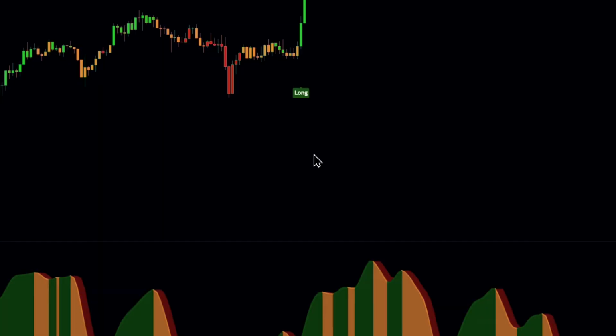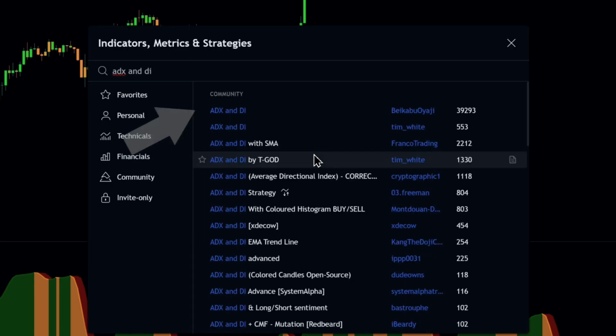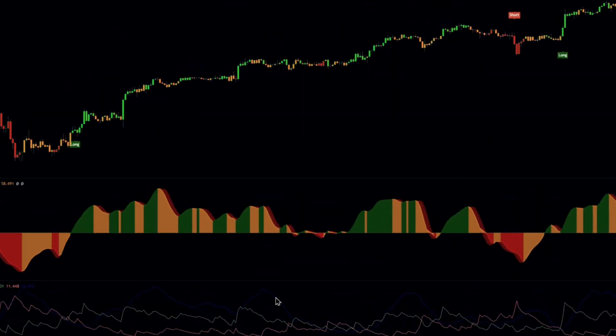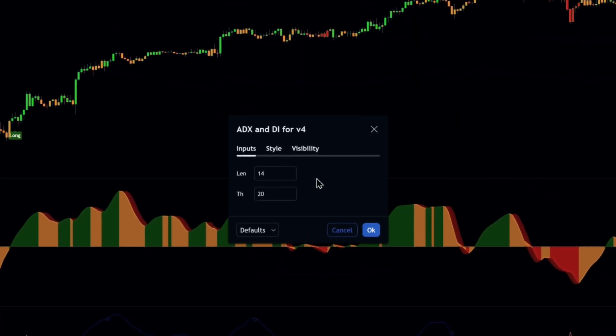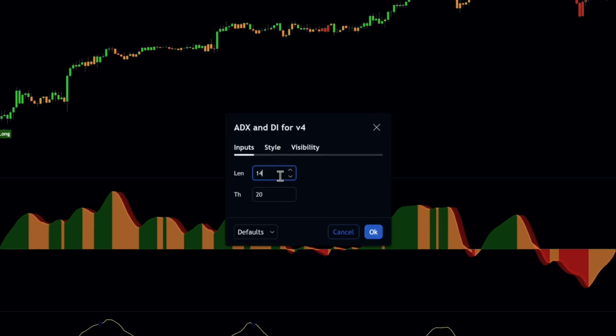Alright, back to the next indicator that we need, which is the ADX and DI indicator. This one by this amazing author. Big shout out to them as well. Double click on the ADX and DI indicator and we want to change the ADX line to yellow to make it more visible. On the input step, change the length to 20 and this value to 30.